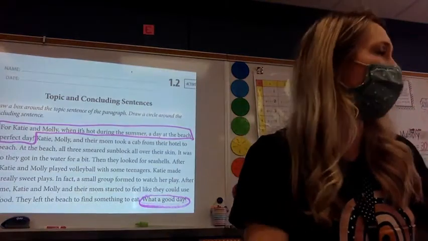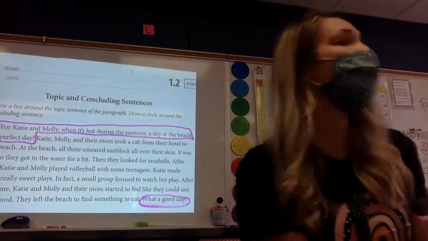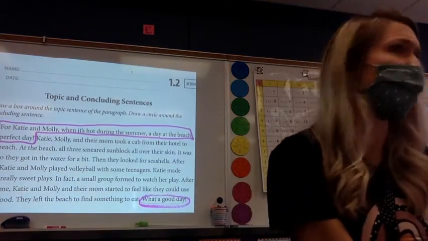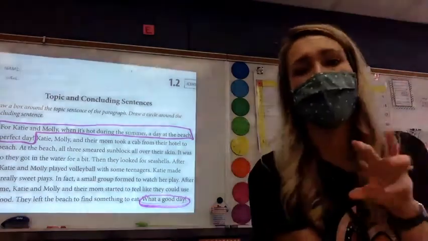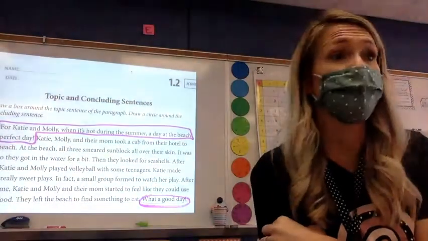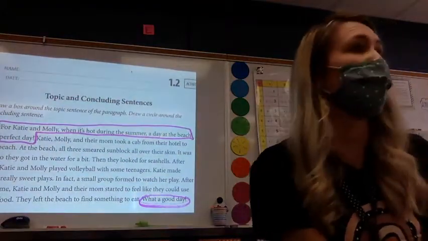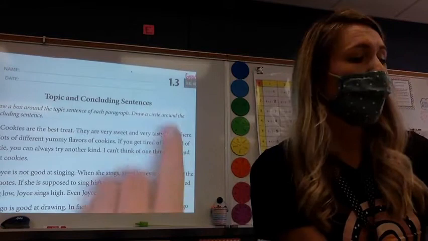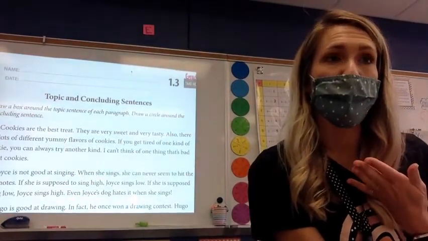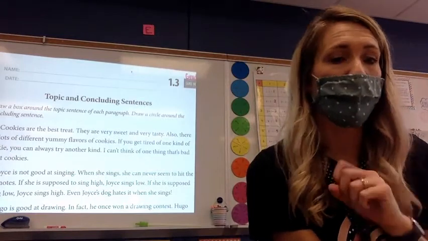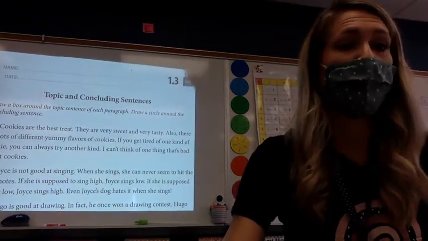Do you see how that works, though? Usually, our concluding sentences would have more detail. But this is a good example of that topic sentence relating to the concluding sentence, okay? What I would like you to do is work on 1.3 independently, and then you can come up and show it to me. Work on 1.3, so page 9, independently.